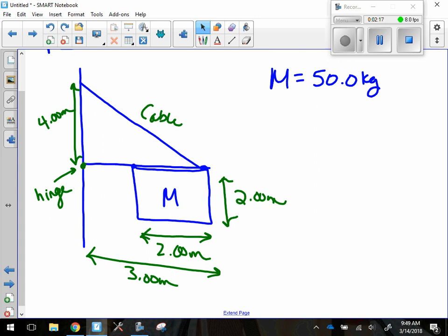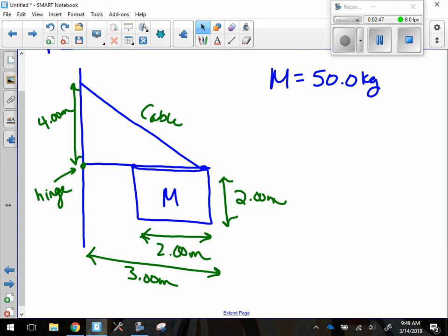So again, I have this object that's just hanging out. It's not going anywhere. So it is in what? Equilibrium. And I'm trying to find a bunch of forces. So if I'm trying to find a bunch of forces, what am I going to do first? Free body diagram. I got to make my free body diagram first.